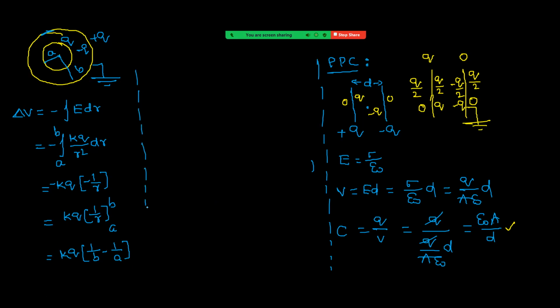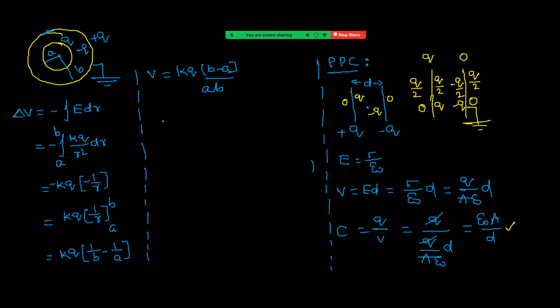That means, see what is the difference. It is not outer minus inner. If you are taking the modulus value, the potential difference is equal to KQ (B minus A) upon AB. So potential of the inner one minus potential of the outer one is this value, and this is giving us potential of the outer one minus potential of the inner one. So V is the potential difference.